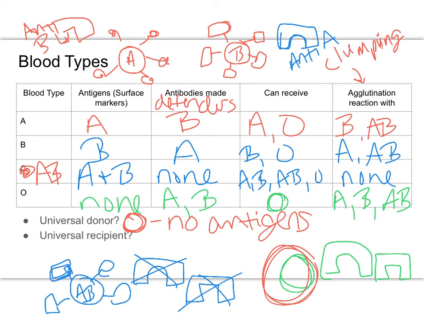My universal recipient is going to be my AB blood because it has no antibodies. Remember, AB blood has no defense. So anybody that wants to can go there because nobody's going to defend it. Right? And again, we'll talk about positive and negatives on the next slide. So again, antigens are the surface markers on the cell itself. Antibodies are what your body makes to defend yourself from a foreign thing.